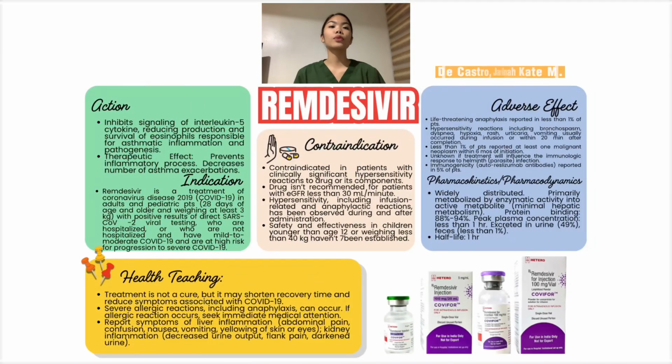This slide explains remdesivir, an antiviral medication used to help COVID-19 patients by stopping the virus from multiplying. It is given to hospitalized patients or those at risk for severe illness, but it should not be used in people with allergies to the drug or severe kidney problems. Possible side effects include allergic reactions, infusion-related issues, and signs of liver or kidney inflammation.